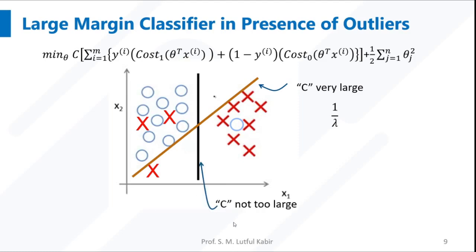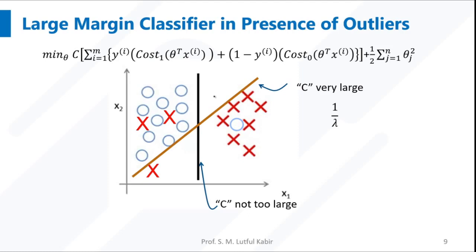And this will happen if somebody chooses C not too large. C has to be small, and in that case the decision boundary will be robust, and the term robust means a boundary which will have a large margin. So let us now discuss the concept of support vector machine, how this particular algorithm makes the decision boundary robust.